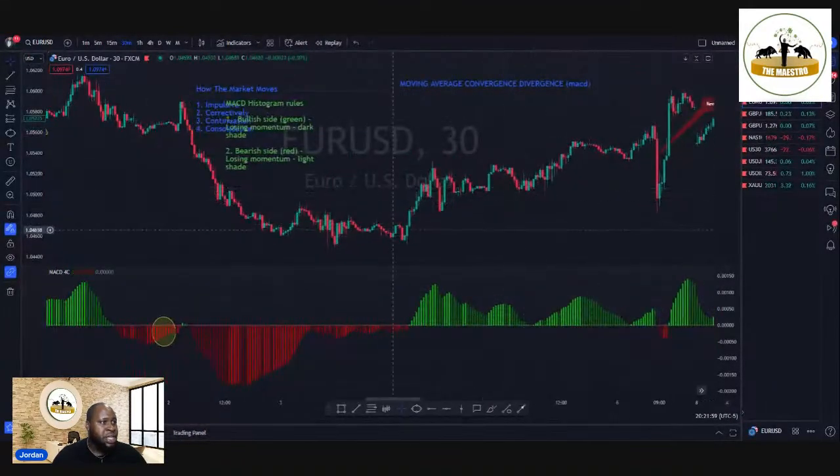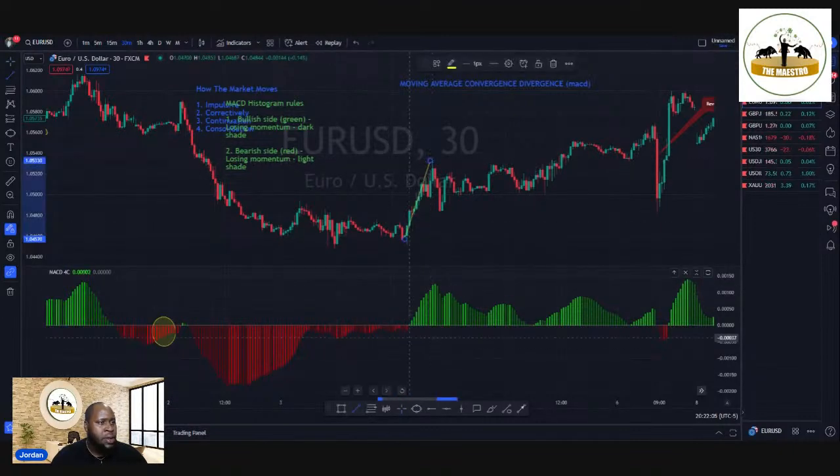So starting with this area over here, we get an impulsive move to the upside, right? Let's look at the MACD histogram. What's going on? We get an impulsive move to the upside. Okay. We get a correction, so going back to the downside. What's going on with the histogram? We have a correction going to the downside.